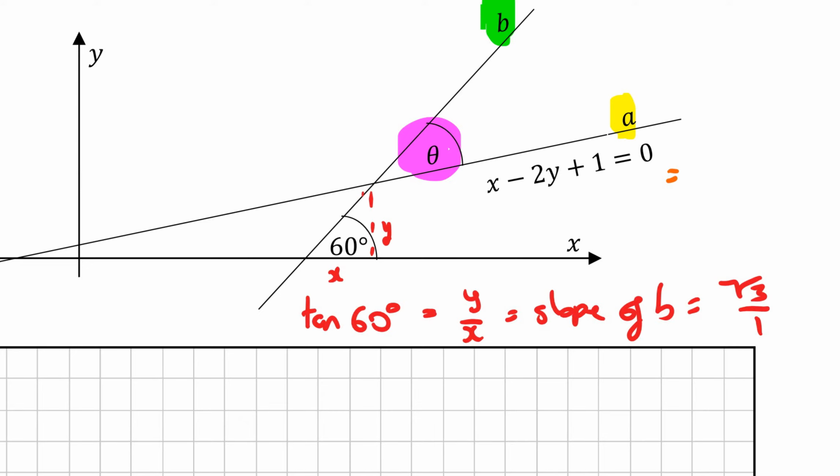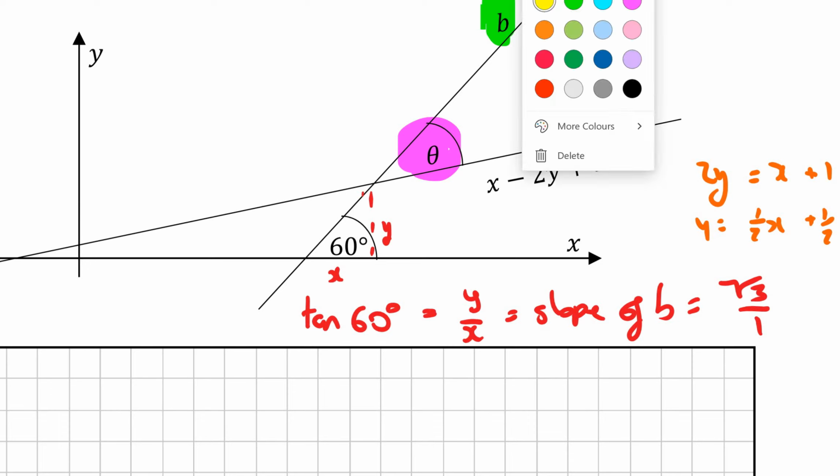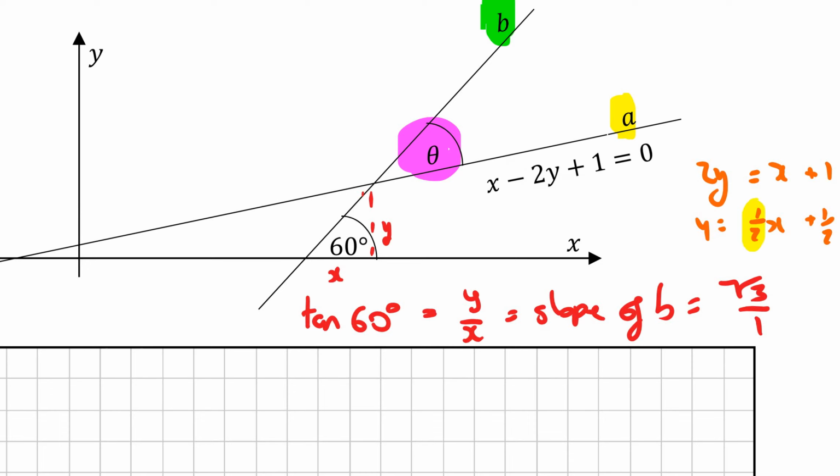You can just rearrange the equation of a to isolate y. The slope of a, if I rearrange that equation, isolate y, so I leave y on its own, you get 2y equals x plus 1, y equals a half x plus a half. So the slope of a is the coefficient of x there, which is a half.